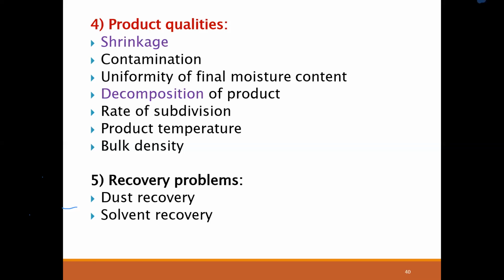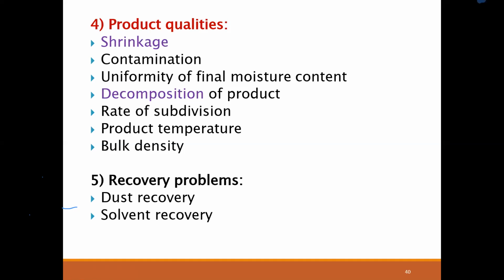Then contamination. The process should not produce any contamination. Sometimes during drying, if the previous product is different, for example if your previous product was paracetamol and now you try aspirin, but the previous product was not removed completely from the dryer, it becomes a problem. It will contaminate your product, aspirin and paracetamol. That is called contamination. Then the final moisture content, what the final moisture content is should also be considered.